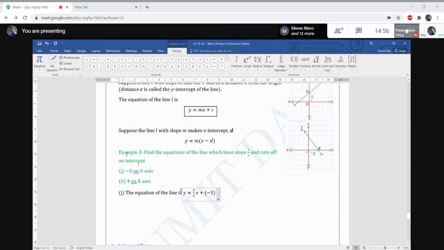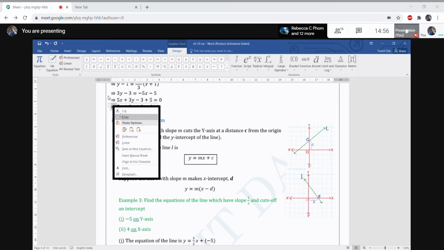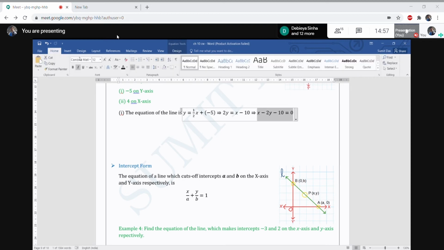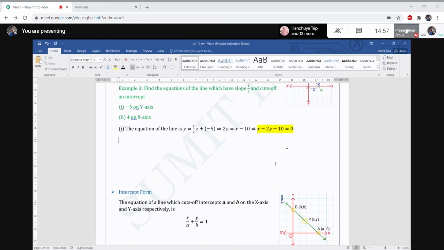If you simplify this one, you will get 2y equal to x minus 10. If you simplify more, you will get x minus 2y minus 10 equal to 0. That's our equation. We'll do this kind of problem in the exercise also, but I'm doing it here so that it is easy for you to understand.